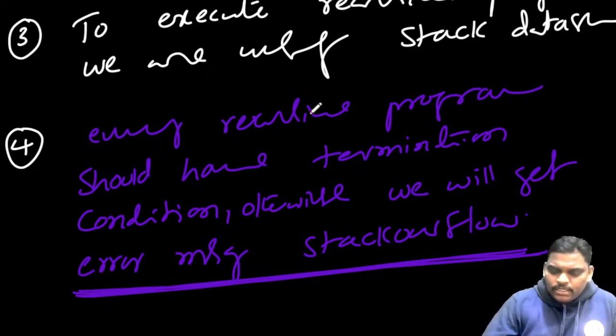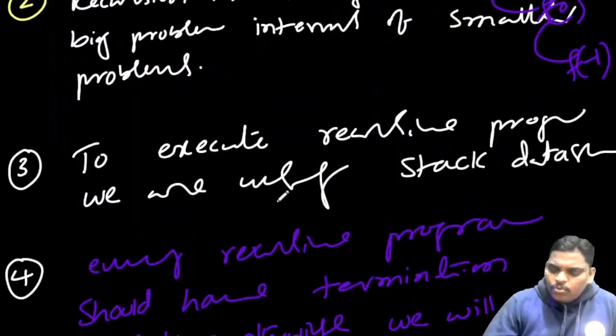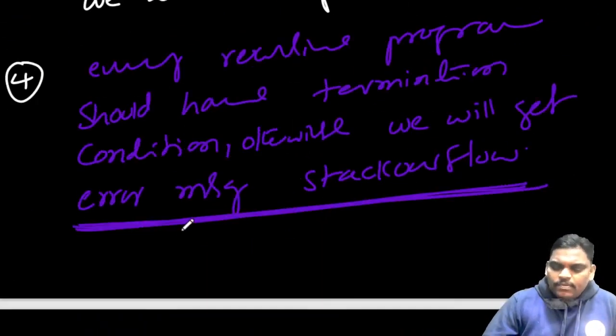Okay, next one, I think the fourth one is over. Every recursive program should have a termination condition. Otherwise, we will get an error message: stack overflow.